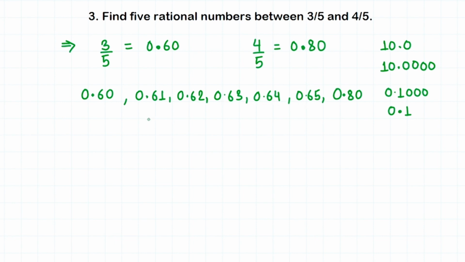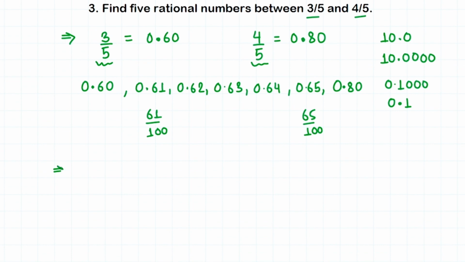Okay, so again we can write them as 61 divided by 100, in terms of fractions. Okay, for 0.65 it's going to be 65 divided by 100. So obviously they are rational numbers, right? And they lie between 0.6 and 0.8, which is 3 divided by 5 and 4 divided by 5, right? And in that way, we have found the 5 rational numbers between 3 by 5 and 4 by 5, okay? So that's our first method, okay? You need to use a little bit of intuition to use the first method.